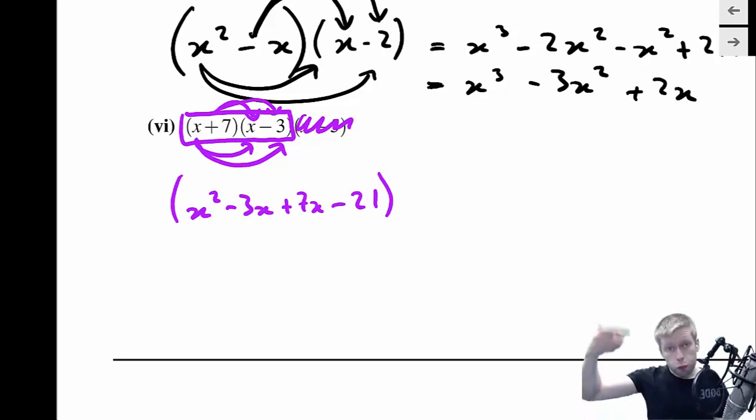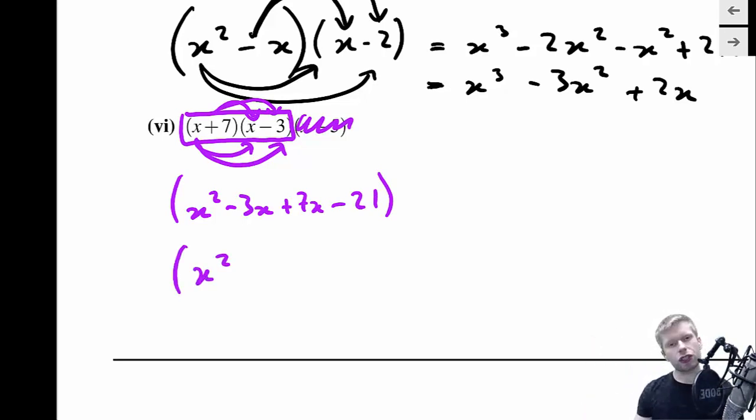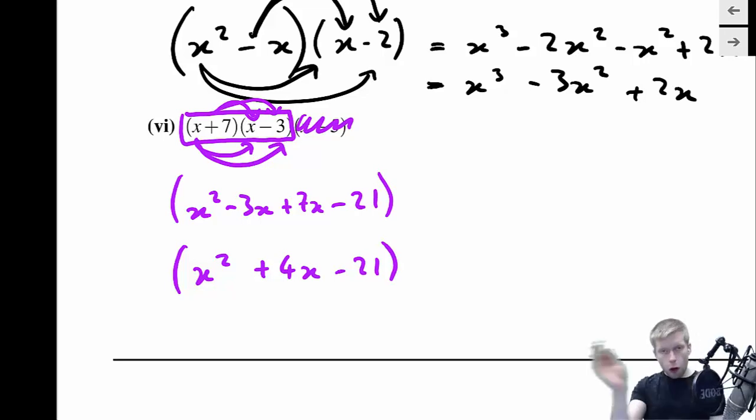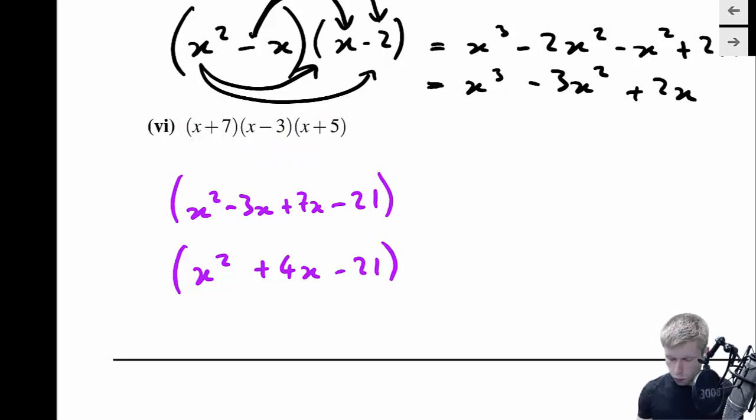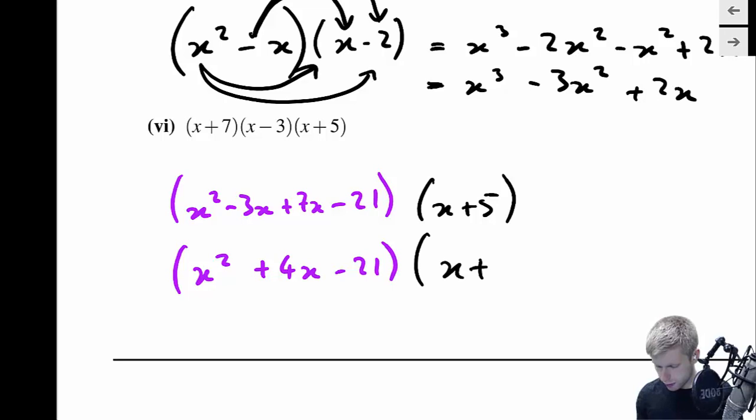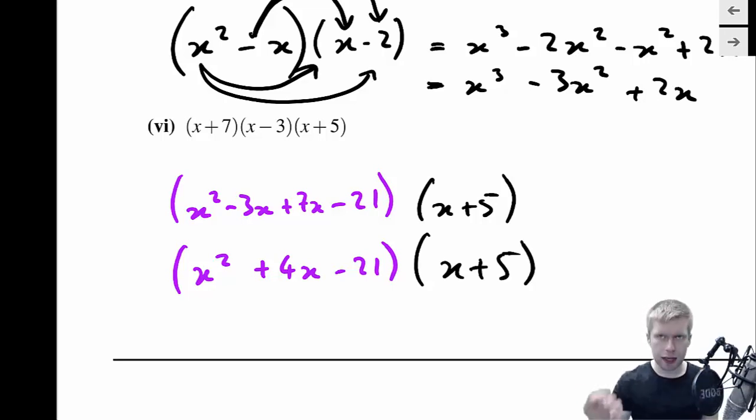Okay, now at this stage, I would just simplify this. So you end up with x squared, minus 3x plus 7x makes positive 4x. And then we have a take away 21. Okay, so that's that first 2 brackets expanded out. The only issue is we've got to consider what happens when we multiply all of that by x plus 5. But that's easy. You just remember everything in the first bracket has to visit everything in the second bracket.